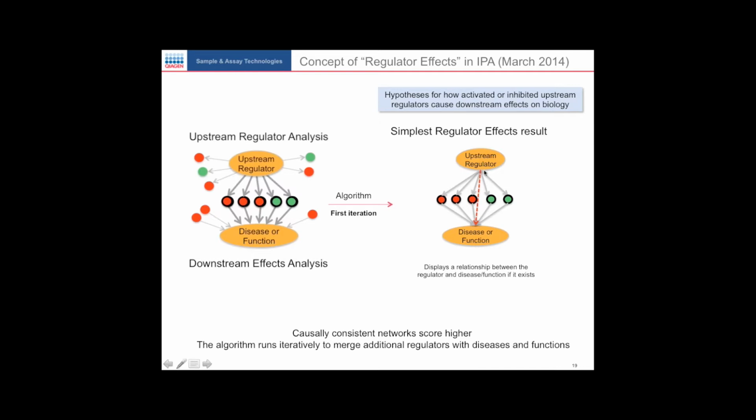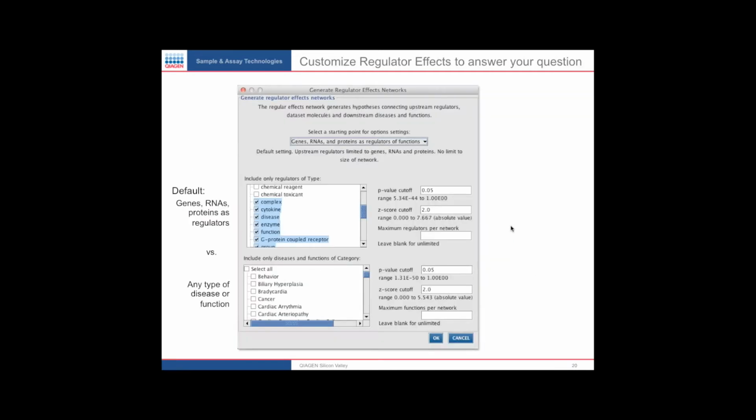And if there's an existing relationship, like I was saying, there may well be a known connection between an upstream regulator and a particular disease function or phenotype. The algorithm will draw that connection, but it doesn't depend on that. That's sort of an annotation. It doesn't depend on that existing. What's kind of cool also is you can customize the type of networks you get.